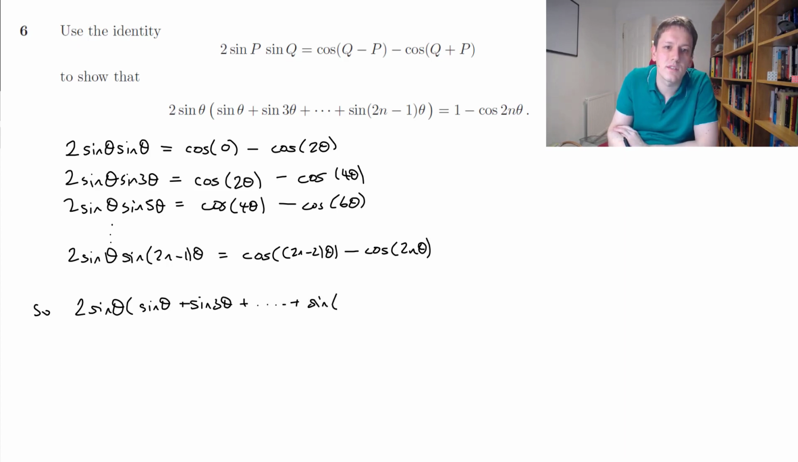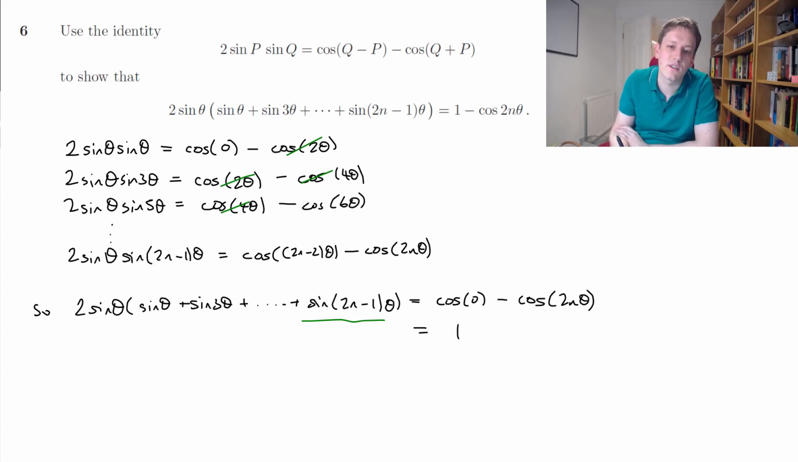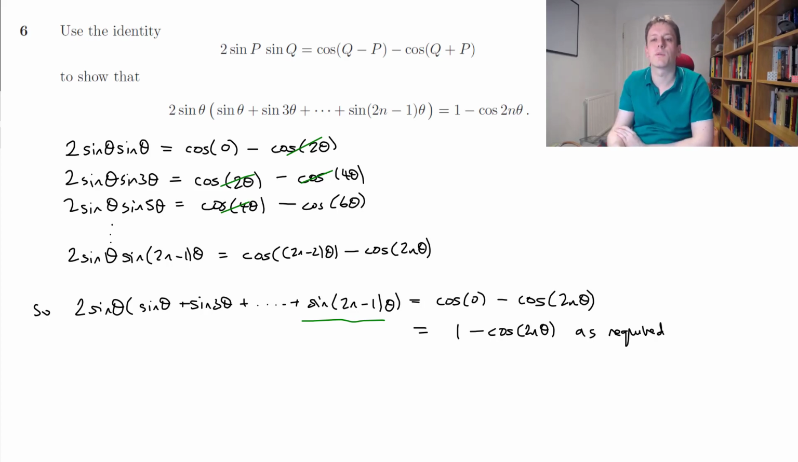plus sin (2n − 1)θ, I'm not going to write this out any more formally, but I'm just going to say that these cancel out when I do this, and so I'm going to get just cos 0, and then everything cancels out until the end, where cos 2nθ is the only one that I'm left with, so minus cos 2nθ. Cos 0 is just 1, of course, so I get 1 minus cos 2nθ, which is exactly what we're required to show. A little bit tricky with this sort of telescoping sum idea.